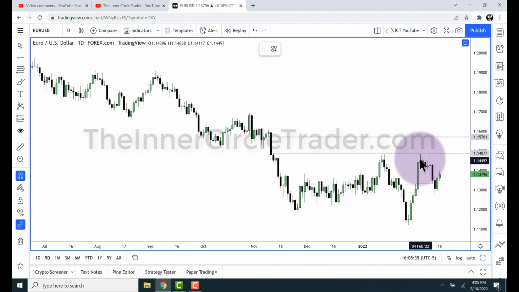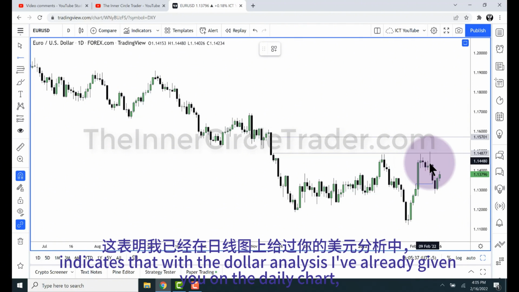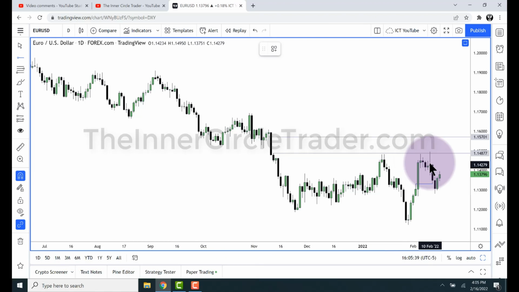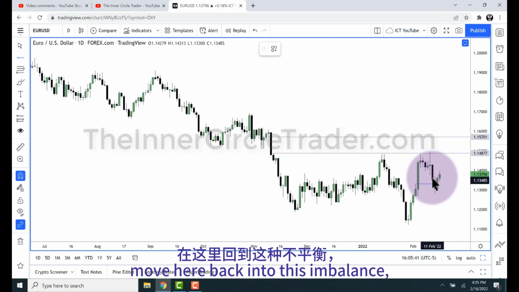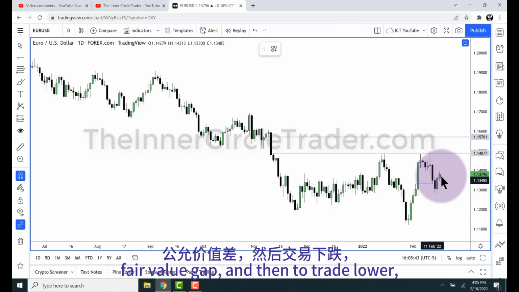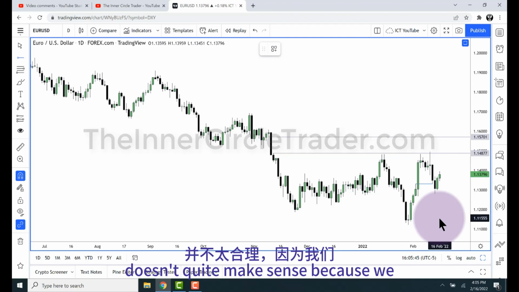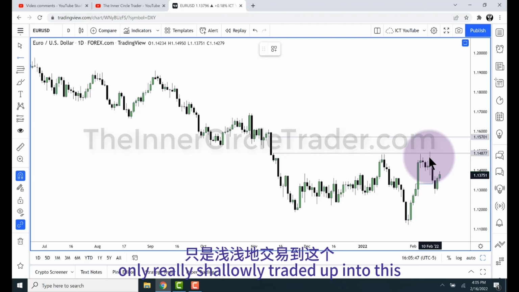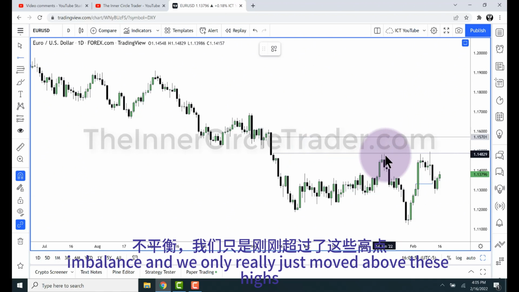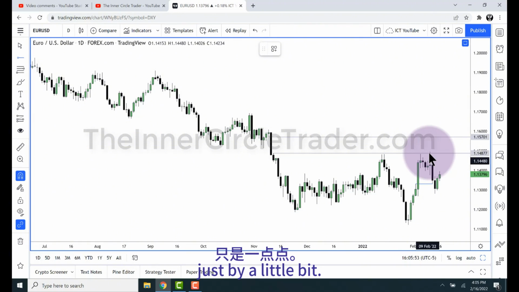That, to me, indicates that with the dollar analysis I've already given you on the daily chart, that move here back into this imbalance, fair value gap, and then to trade lower doesn't quite make sense, because we only really shallowly traded up into this imbalance, and we only really just moved above these highs by a little bit.